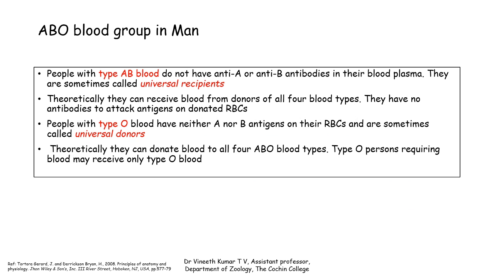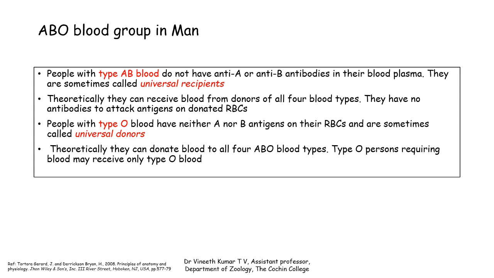So people with type AB blood group do not have antibodies in their blood plasma, and hence they are sometimes called universal recipients. They do not have antibodies because they have both the antigens, and as they do not have any antibodies in their blood, they can receive any type of blood.